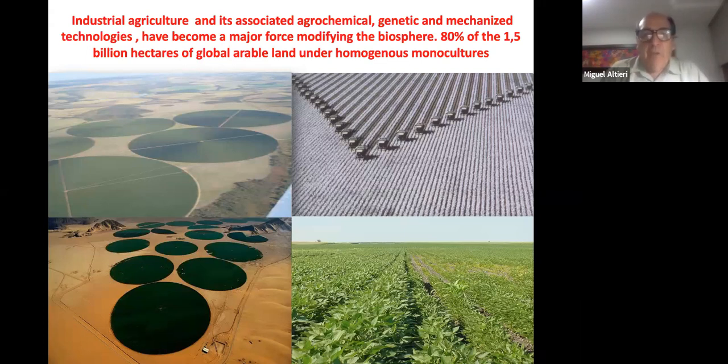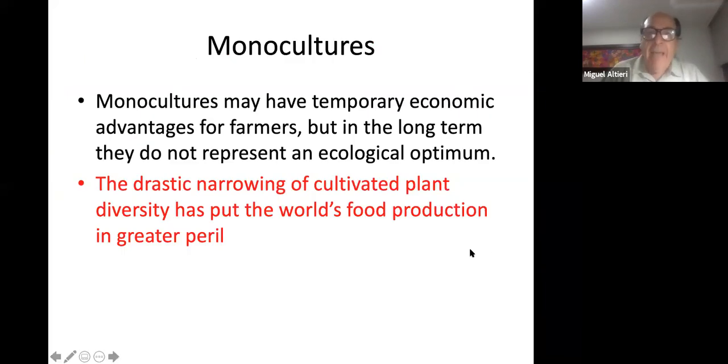About 80% of the 1.5 billion hectares of global arable land are grown under monocultures. It's a huge amount of land. Industrial agriculture is becoming a major force that is modifying the biosphere. And these systems are not resilient, they are very vulnerable actually. They may have temporary economic advantages for farmers, but in the long term, they do not represent an ecological optimum. And really this drastic narrowing of the cultivated plant diversity is putting the world's food production in greater peril.